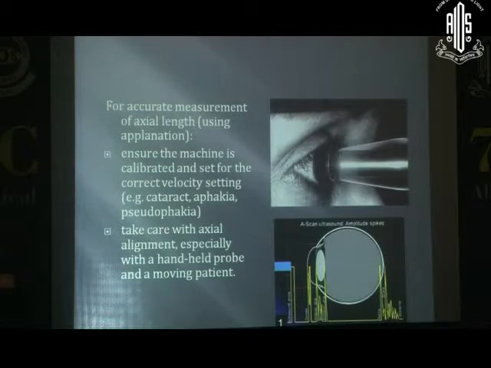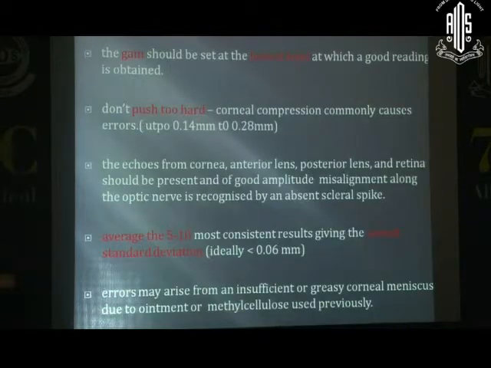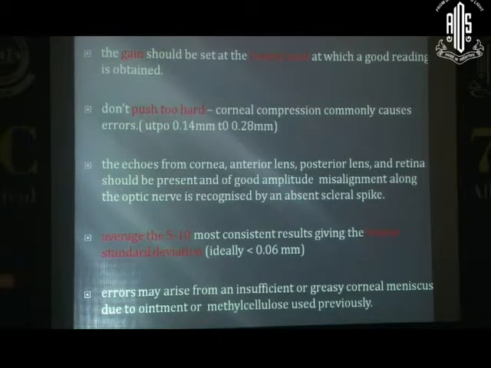To summarize, for accurate measurement of the biometry, you should ensure that the machine is calibrated well and the mode which you select is proper. The gain should be selected to the lowest level. You should not push too hard for the contact biometry, otherwise pressing the cornea will give you an error. The echoes from all the surfaces have to be good. An average of at least 5 to 10 readings has to be taken with the least standard deviation possible.